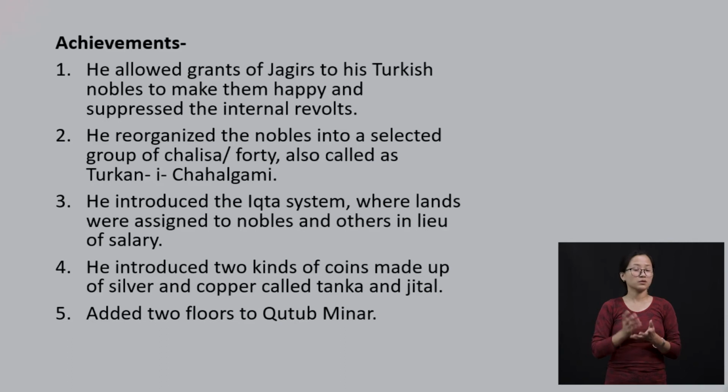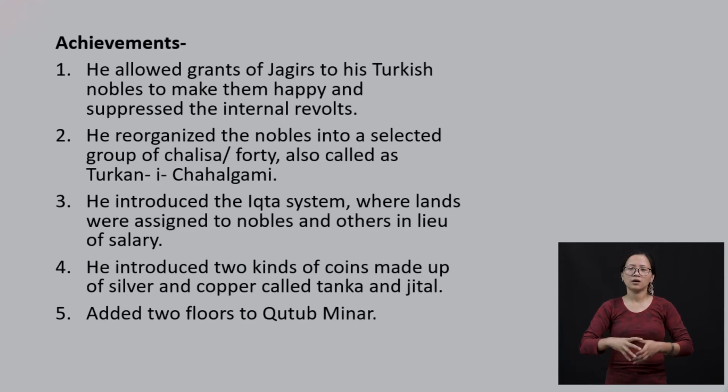So while the Turkish nobles were happy with the land that was given to them, he was happy to suppress the internal revolts that actually happened only by the Turkish nobles. He reorganized the nobles into a selected group of Chalisa. Chalisa means 40, and he also called them Turkan-e-Chahalgami. Now, after he dies, this Chalisa becomes very, very powerful and very, very strong.